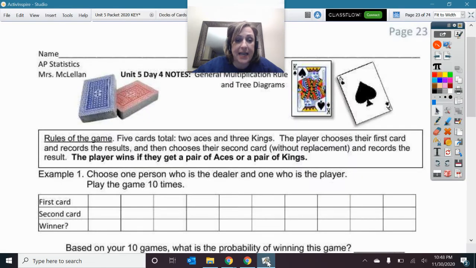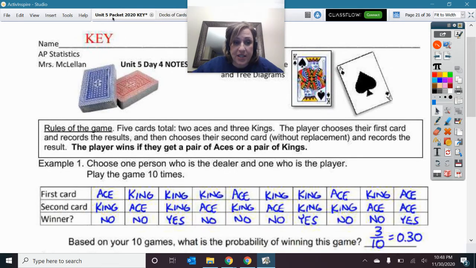So that means you're going to take your 10 times and see what proportion of times you won. All right. So it might look something like this. First one, I got ace, king, and that was not winning, and so on. So what happened was out of all 10 of these trials, 3 of them were winners. So I personally won 30% of the time.